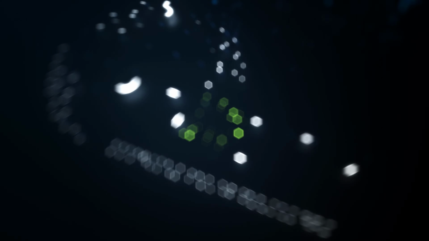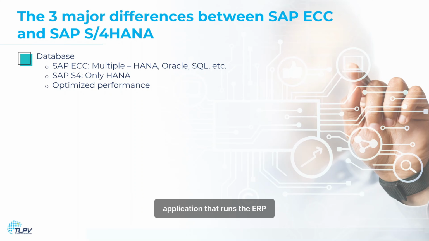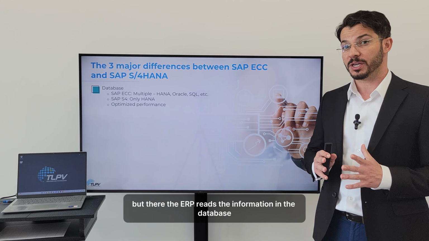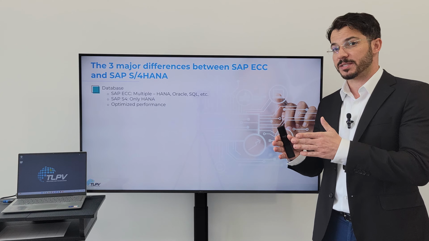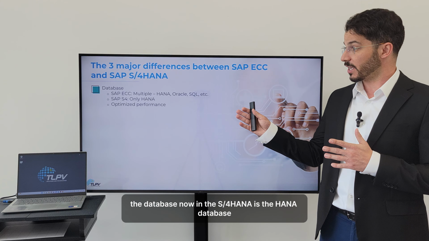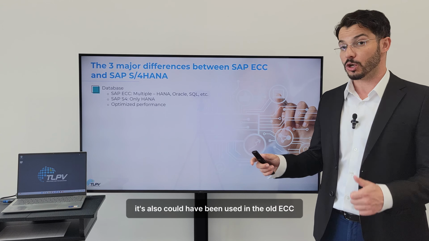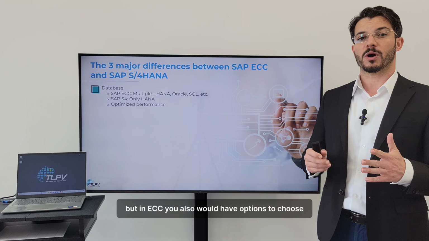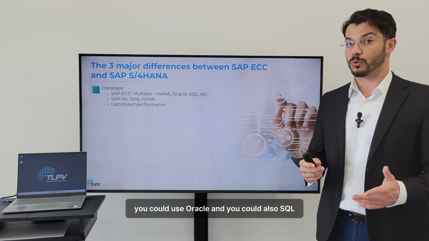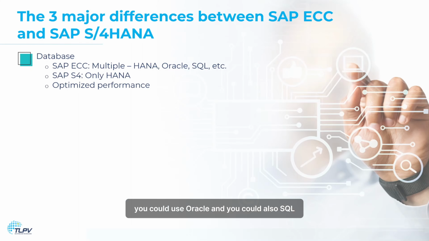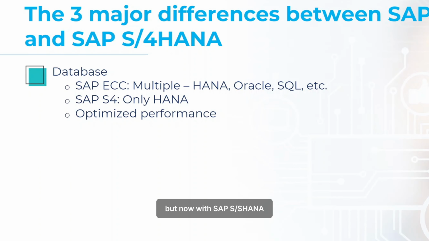First one, database. It's very important to understand that S4HANA is the application that runs the ERP, but the ERP reads the information in the database. The database now in S4HANA is the HANA database. It could also be used in the old ECC, but in ECC you also had options to choose. You could use Oracle, and you could also use SQL. But now, with SAP S4HANA, you only run on the HANA database.